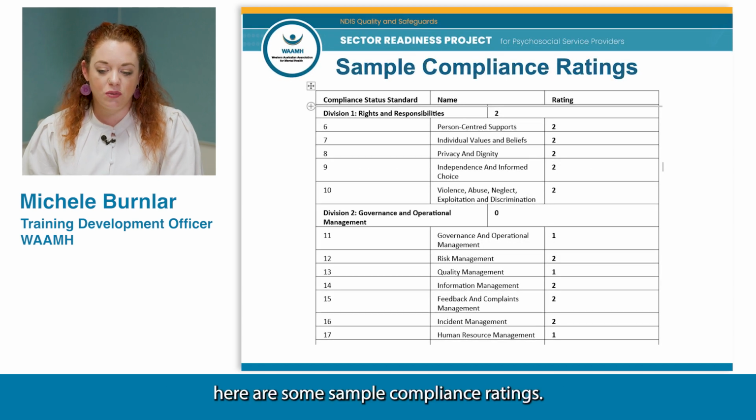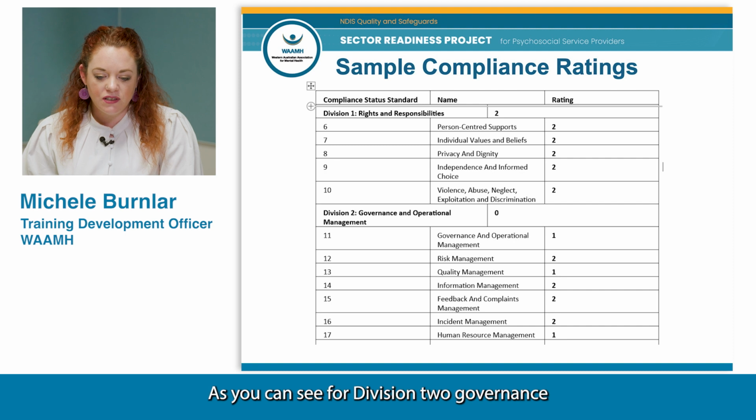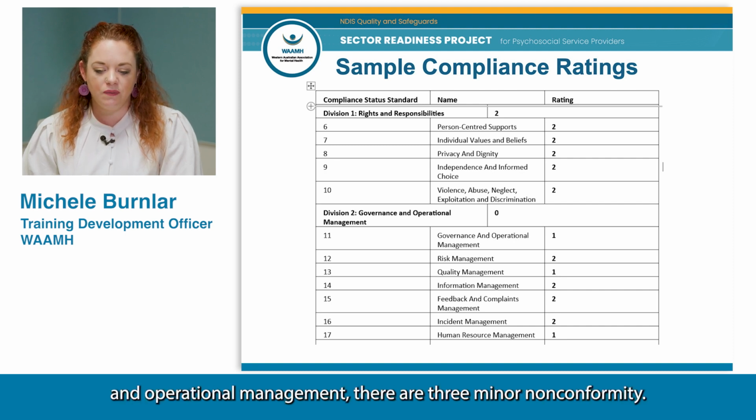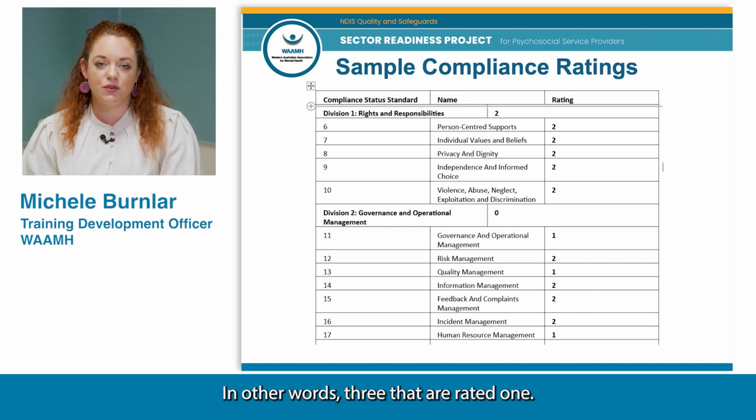Here are some sample compliance ratings. As you can see, for Division 2, Governance and Operational Management, there are 3 minor non-conformities, in other words, 3 that are rated 1, and therefore the whole module is given a 0 for major non-conformity.